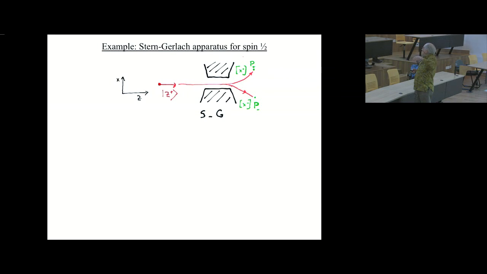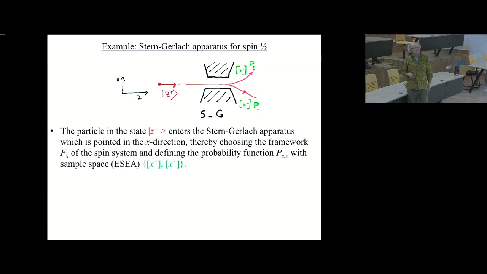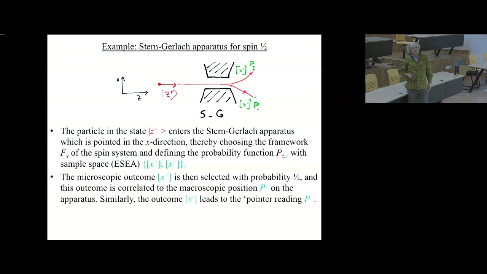And so there's nothing, once you've accepted the microscopic theory, there are no measurement problems, because we've already solved the measurement problem in the microscope. And that just gets coupled to the macroscope. Okay. I've just repeated that.